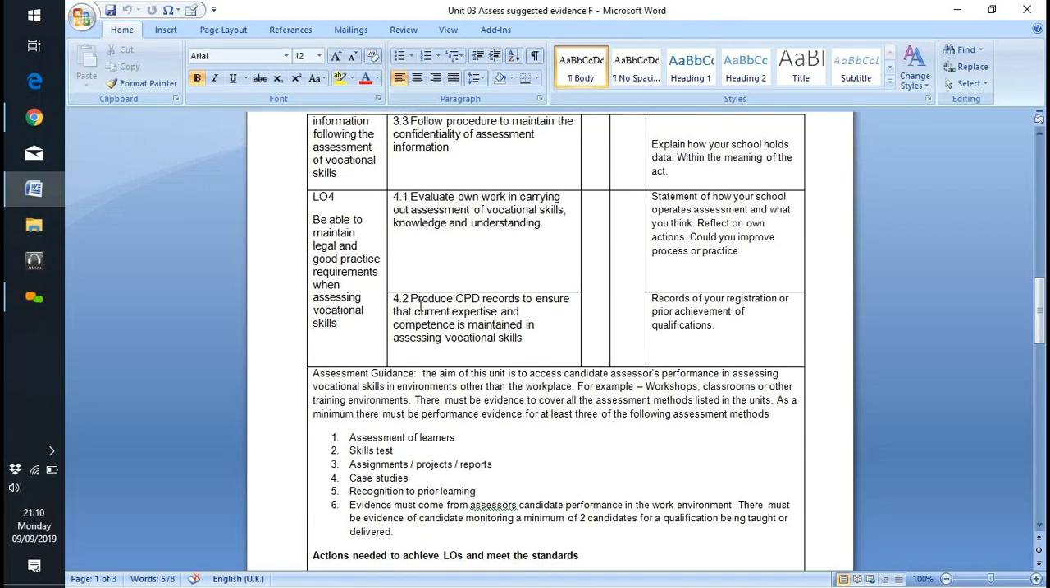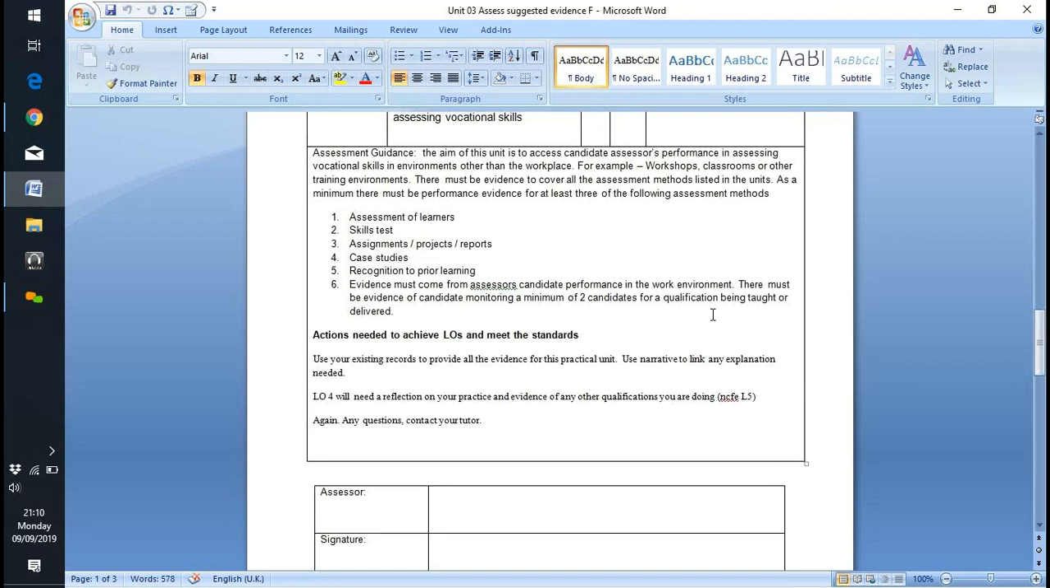Evaluate your own work in carrying out assessment and produce any CPD records to ensure that current expertise and competence is maintained in assessing vocational skills. Almost the same, not quite, but almost the same as before. And the assessment guidance is on the bottom here. I've stuck that in: assessment of learners, skill tests, assignments, projects, reports, case studies, recognition of prior learning. Evidence must come from assessor candidate performance in the work environment. And your work environment is a classroom.